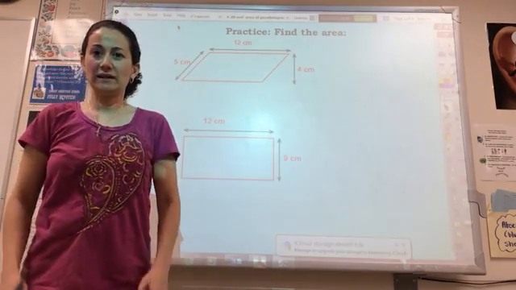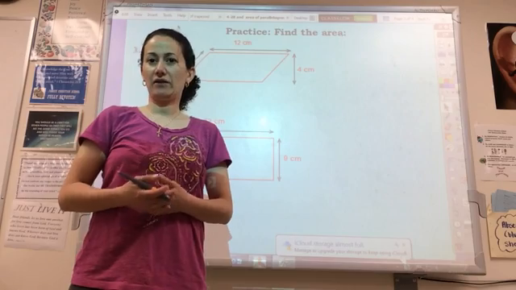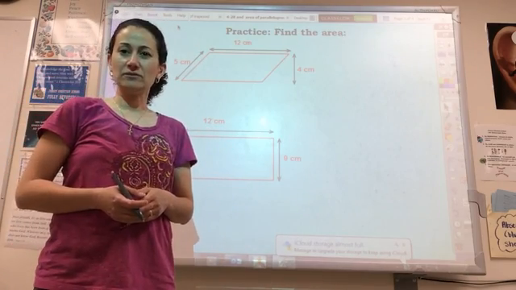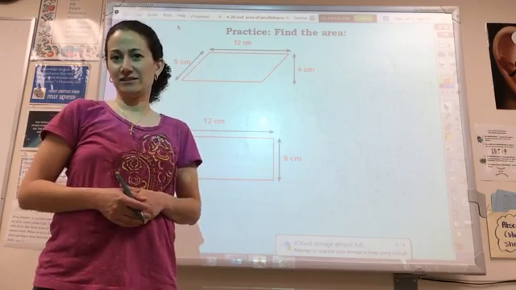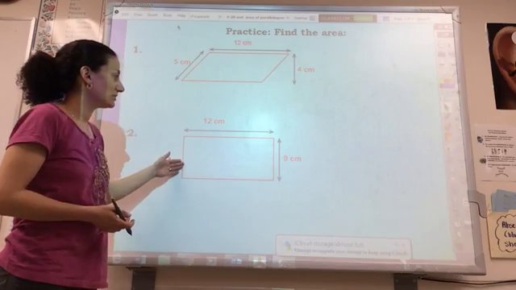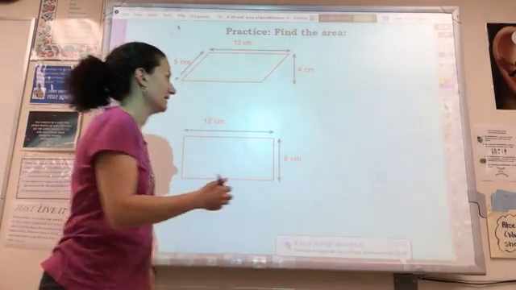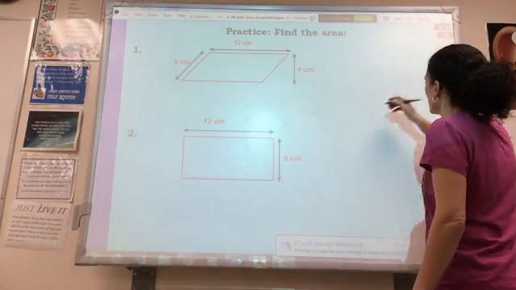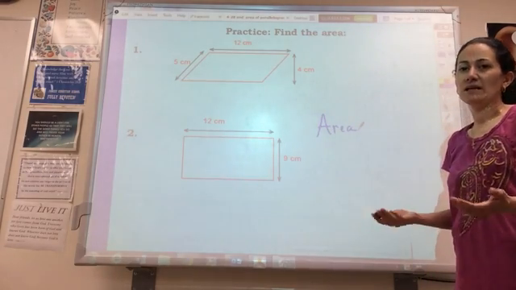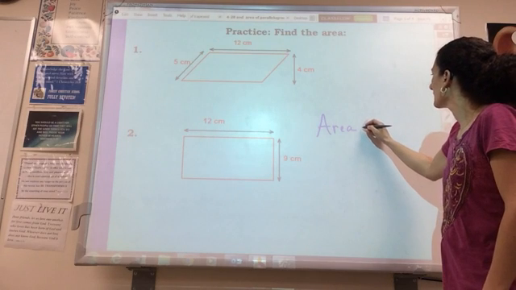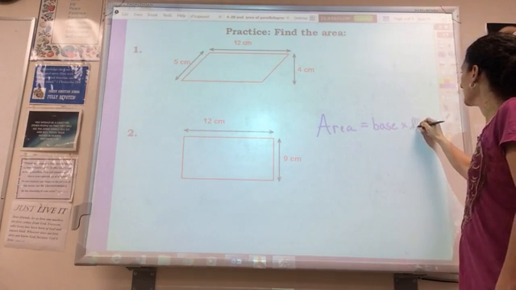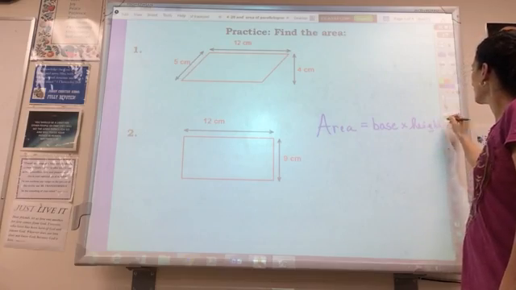I'm going to show you a quick demonstration of how to find the area of a parallelogram. You already know how to find the area of a rectangle, and the formula is exactly the same. To find the area of a rectangle, we just do the base times the height. So make sure you write down the formula if you don't already have it memorized. The area of a parallelogram, same as a rectangle, is base times height.